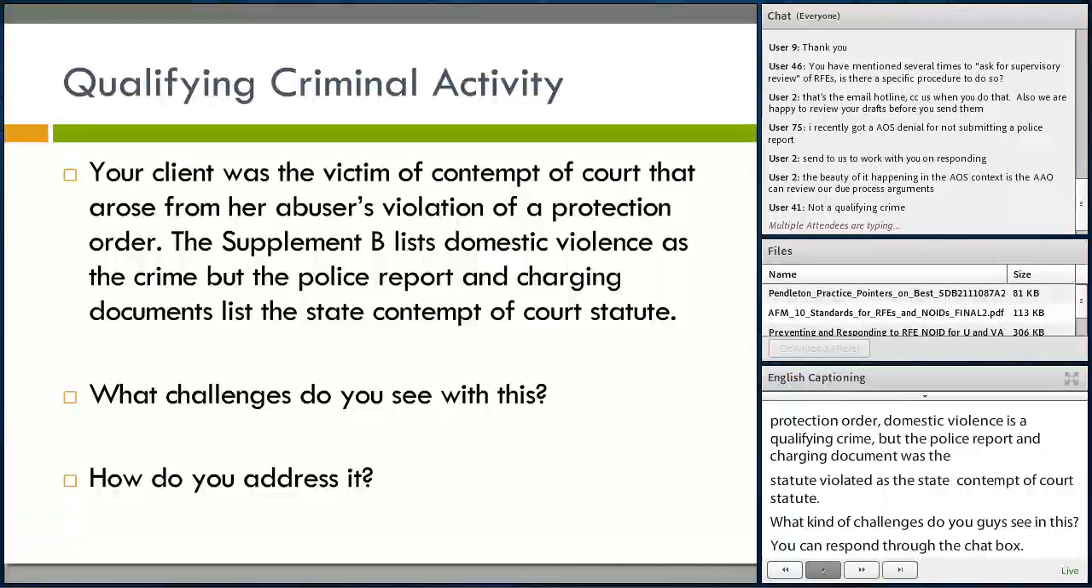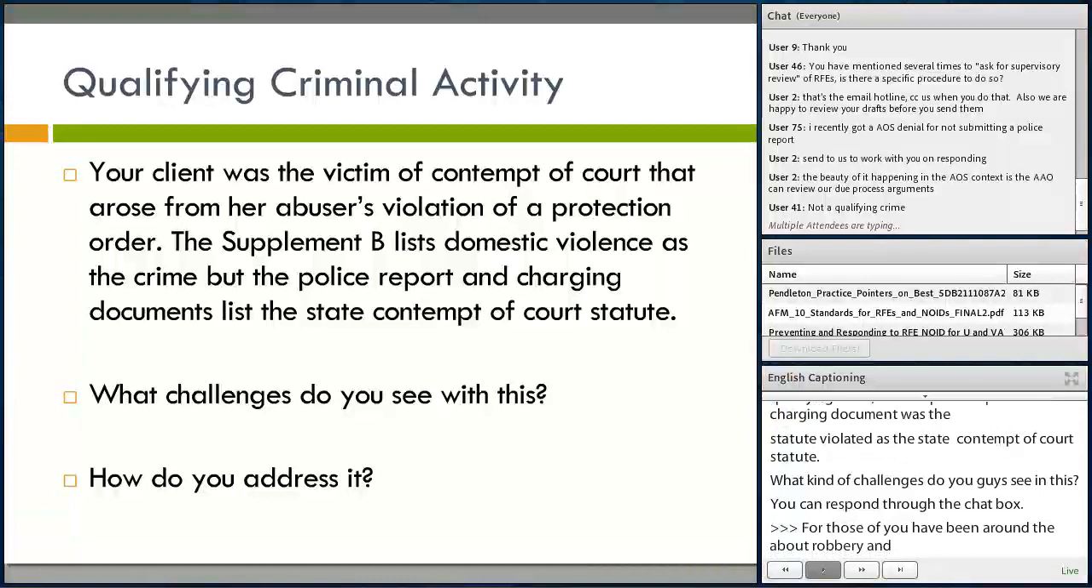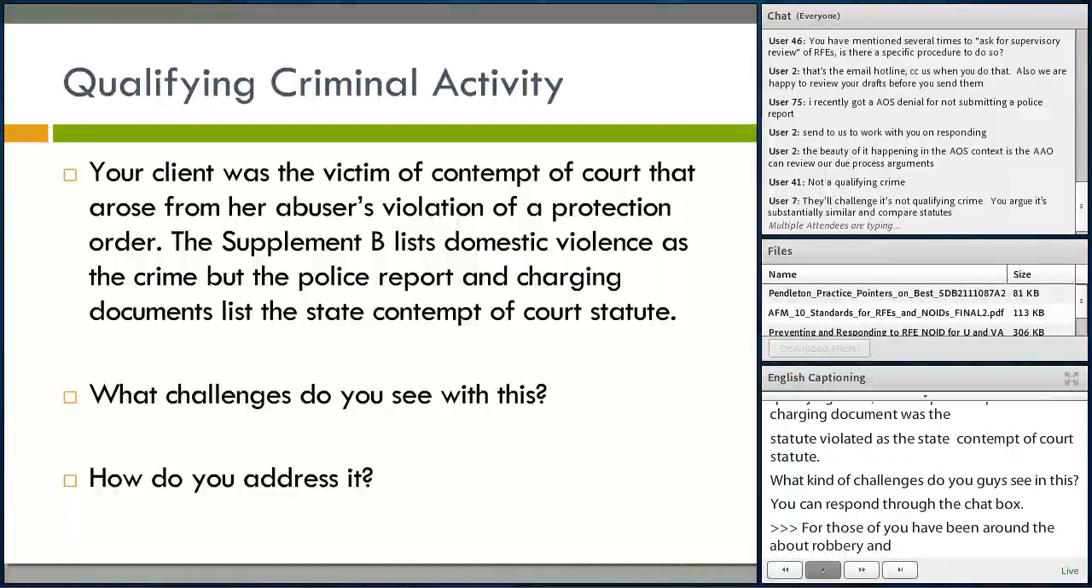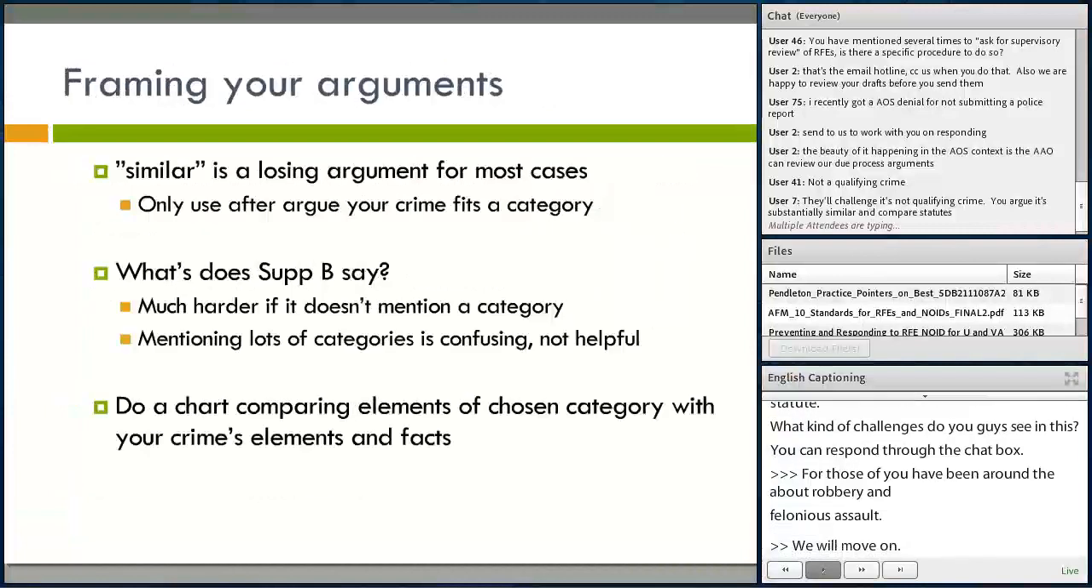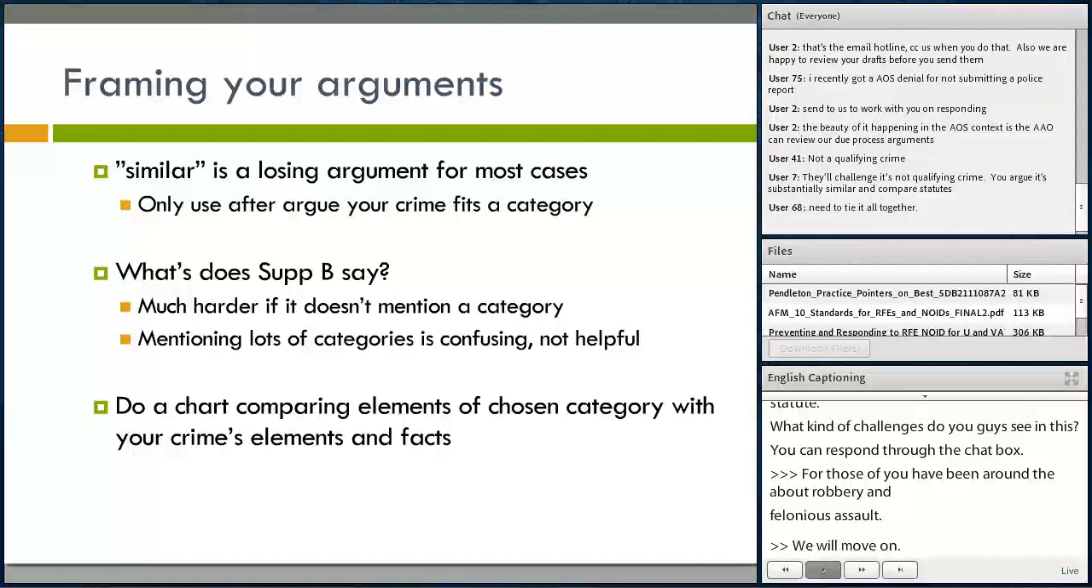For those of you who have been around, think of this as like robbery and felonious assault. Okay, all right, I'm going to move on because similar is not a good argument, people. You need to stop arguing similar.